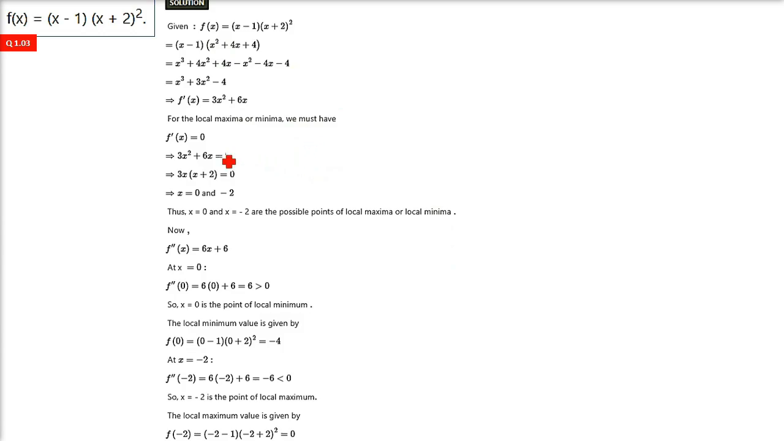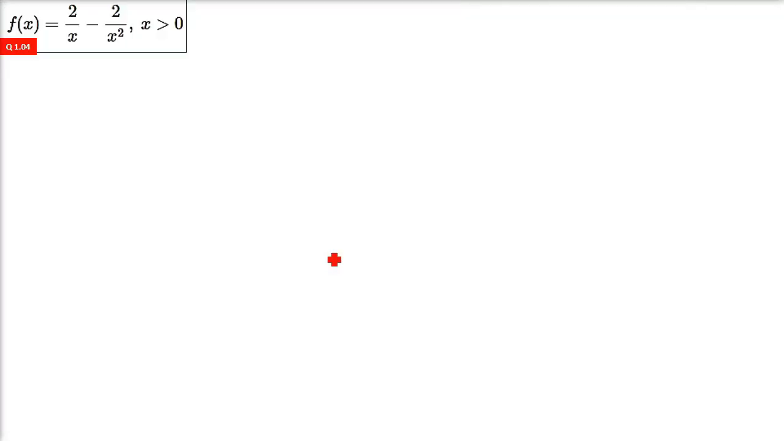Logic, I told you, the solution is your responsibility. You have to write everything, because writing will make the examiner understand what you're saying. Next one is x greater than 0. You have 2 by x minus 2 by x square.